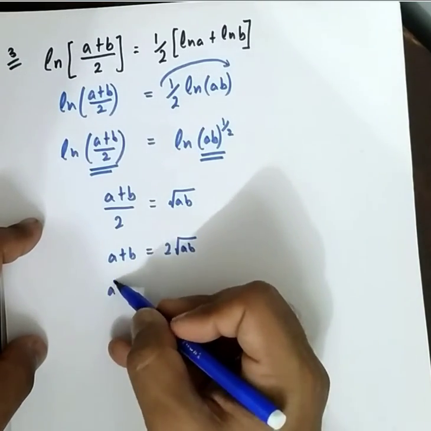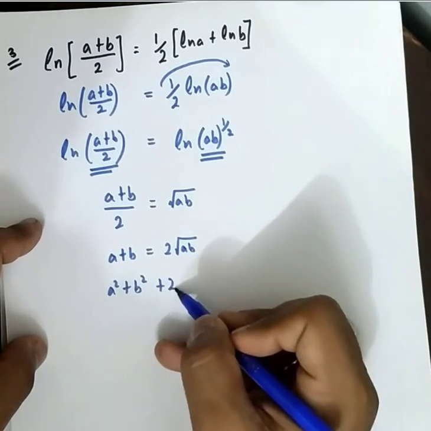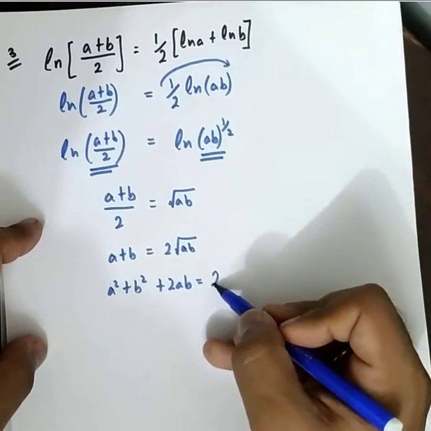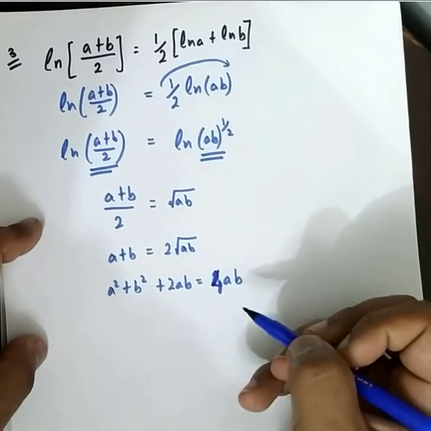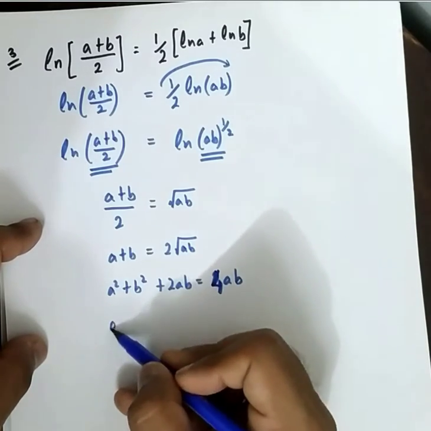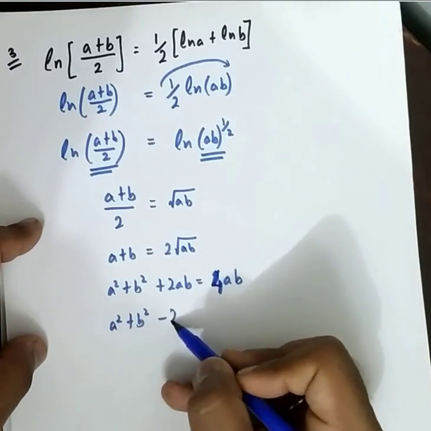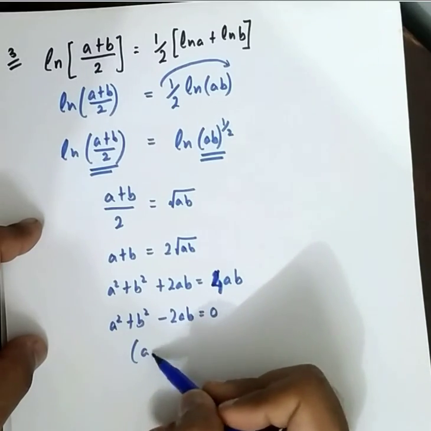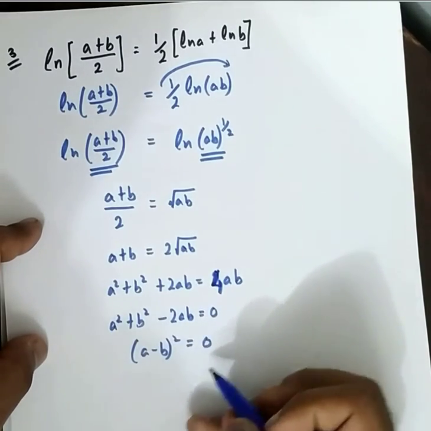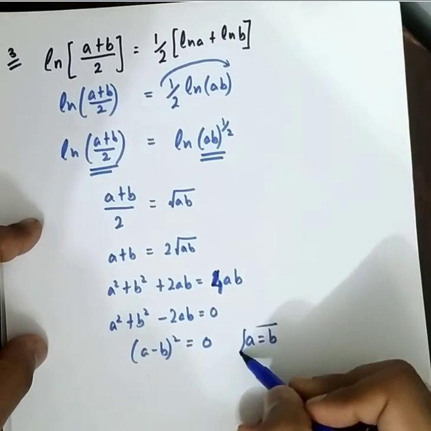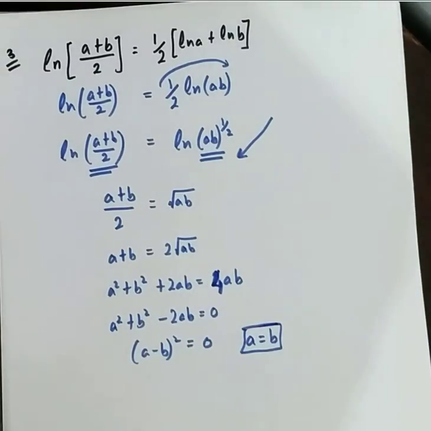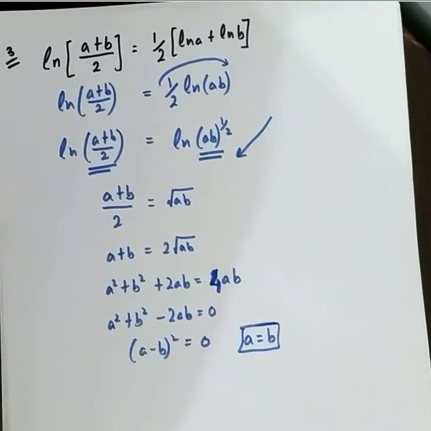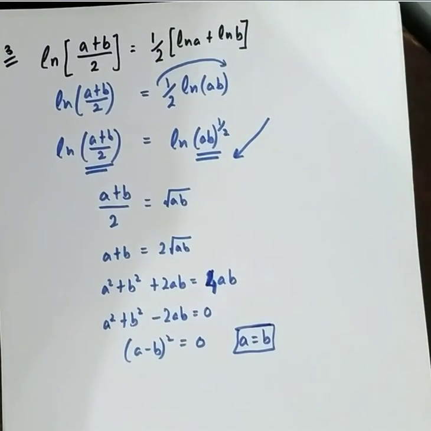Square it up, we get a square plus b square plus 2ab is equal to 4ab, and what I have is a square plus b square minus 2ab equals 0, and (a minus b) whole square equals 0, and that gives me a equals b. Basic calculation. So the game of logarithm was up till here. After that, it's basic algebra, and you directly get to the answer. And the relation between a and b is that a is equal to b.